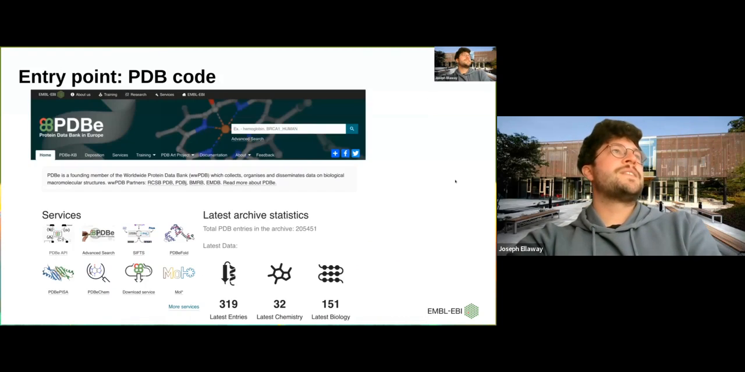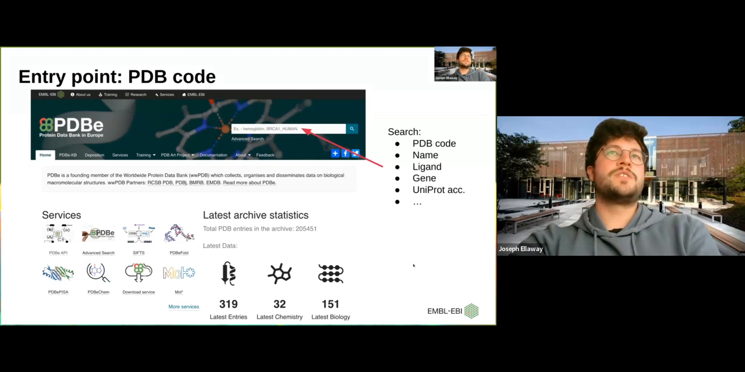Now, you can also access the PDBe KB from the PDBe website as well. So in the top right-hand corner here, you can see the search bar. This is where you can search for the PDB code, the name of your protein, any ligands it might bind, the gene name, the UniProt, and more. And if you would like to provide a more advanced search, we have a button for that as well, just below the search bar.